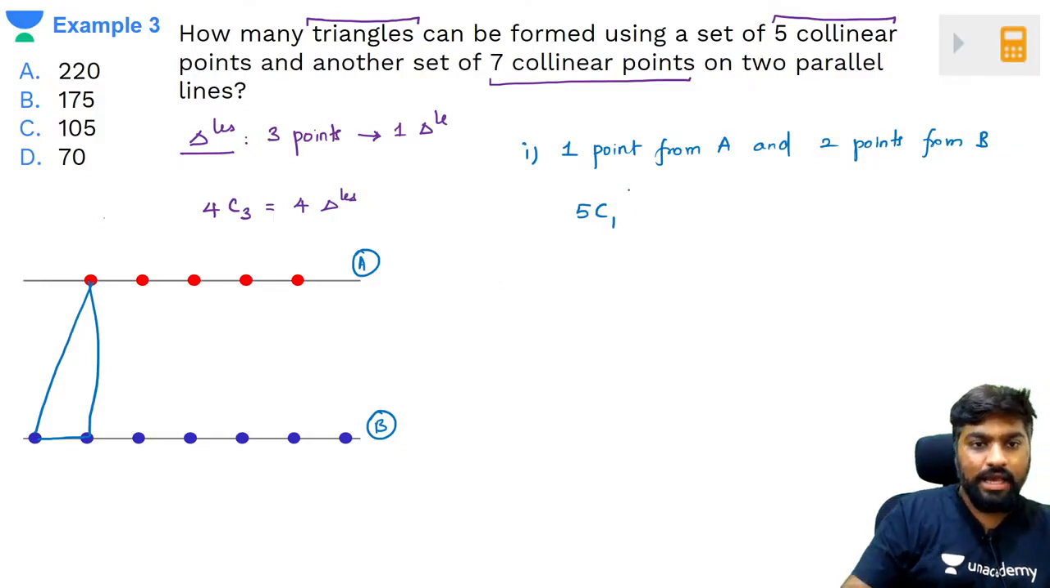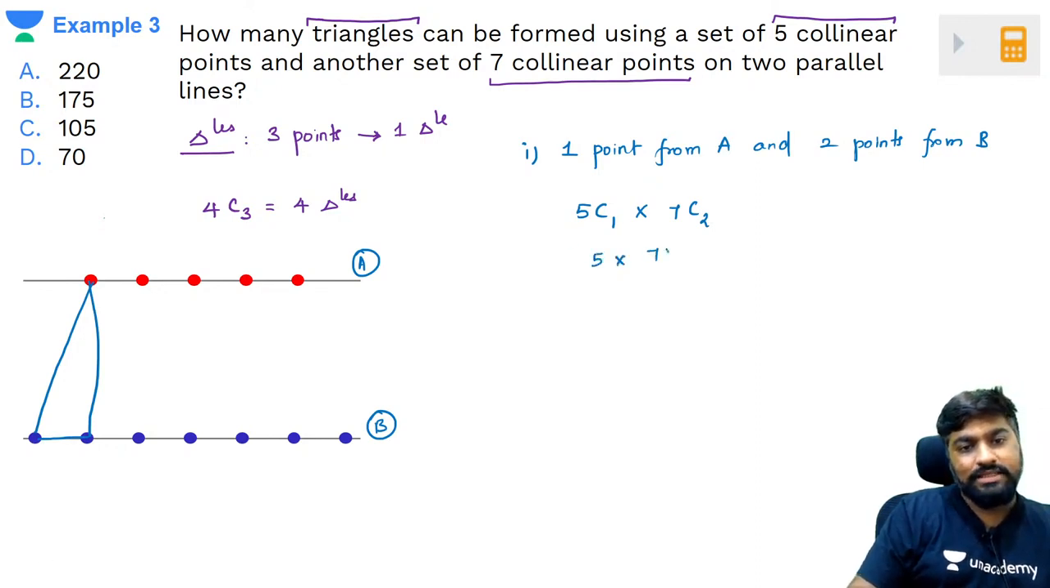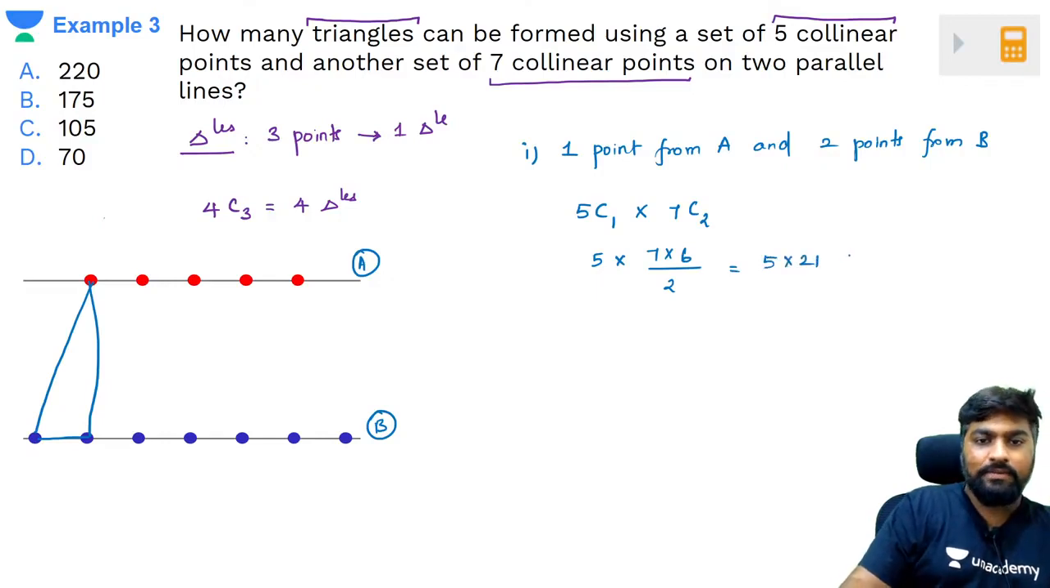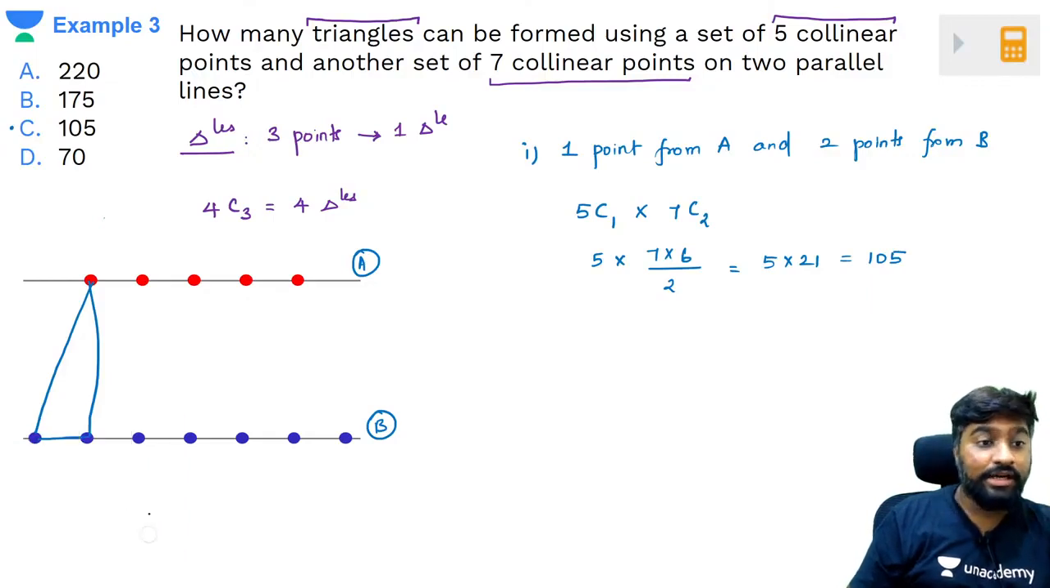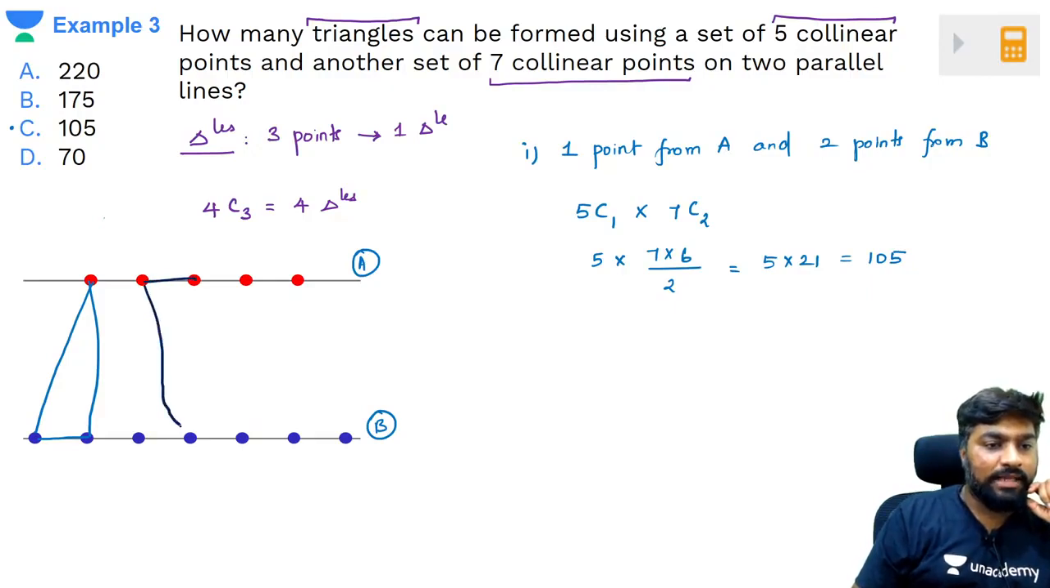And out of 7 points that lie on B, we need 2 points. Agreed? So 5C1 is 5, 7C2 is 7 into 6 by 2. So this is 5 times 21, that's 105. So there are 105 triangles that we can form. It is in the answer choices, but we know that there is an alternative version of it as well, right? 2 points from A and 1 from B, correct? This is also a triangle.